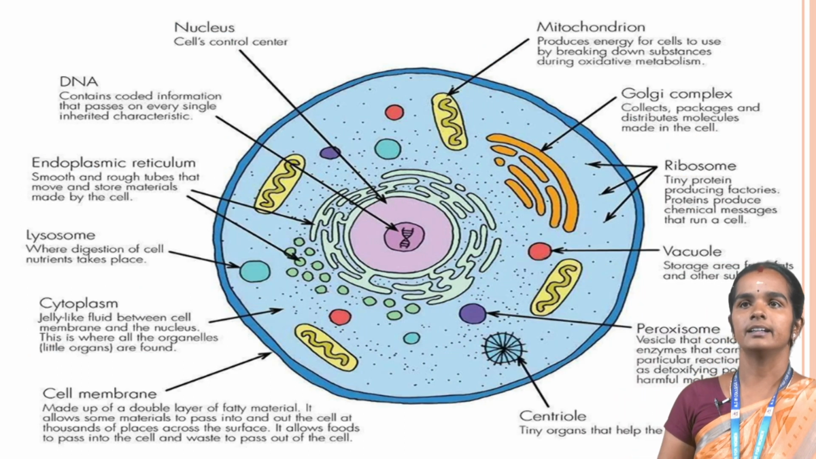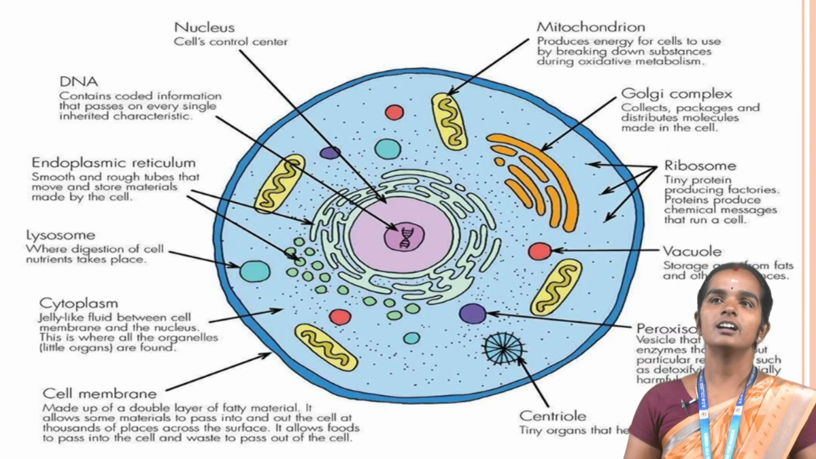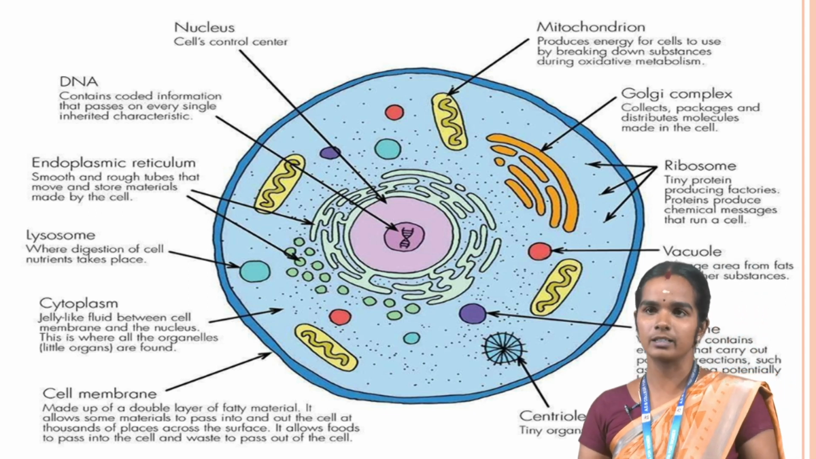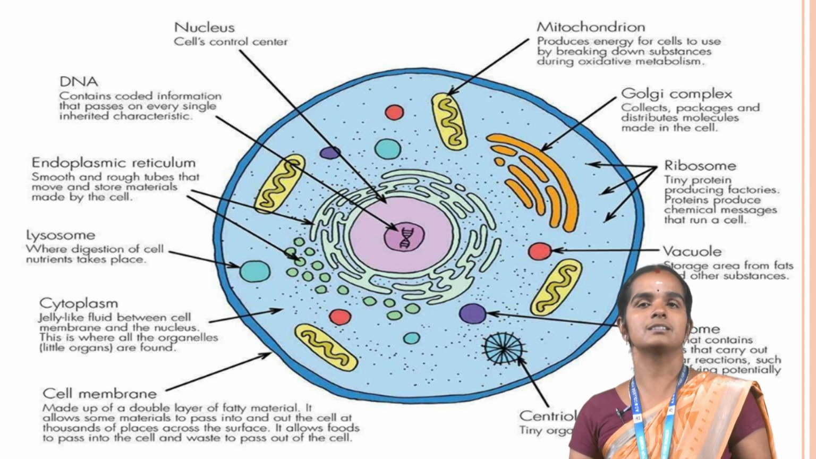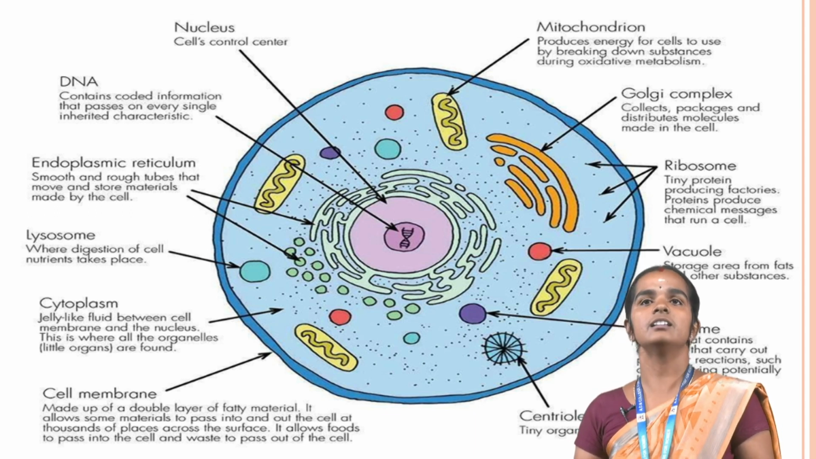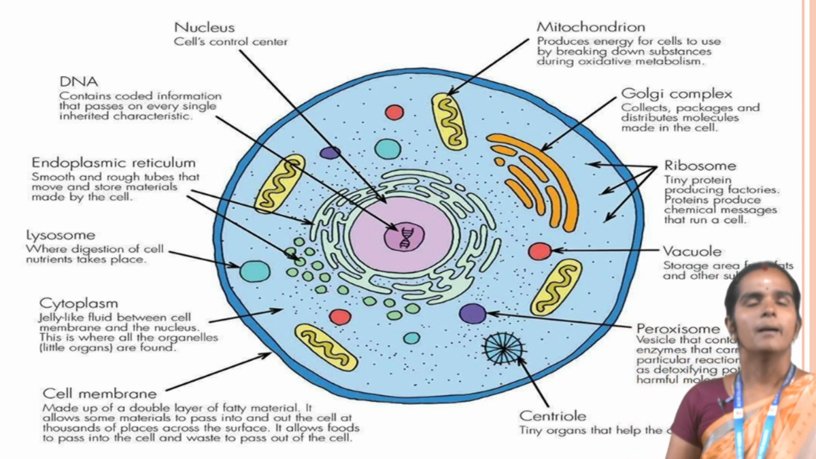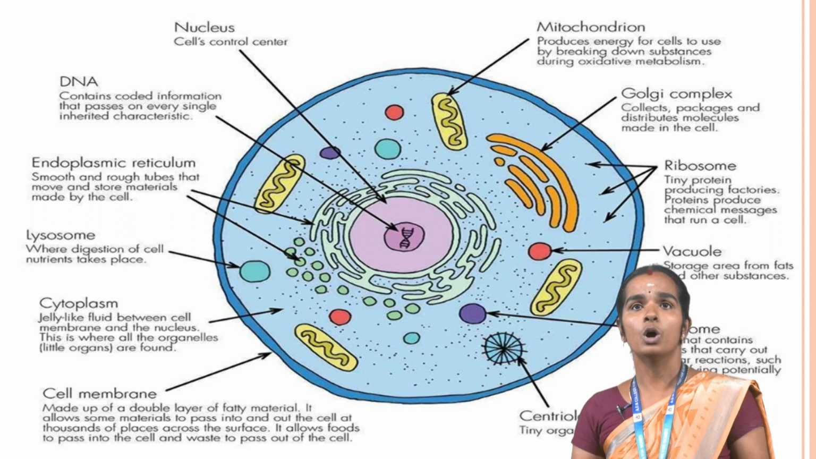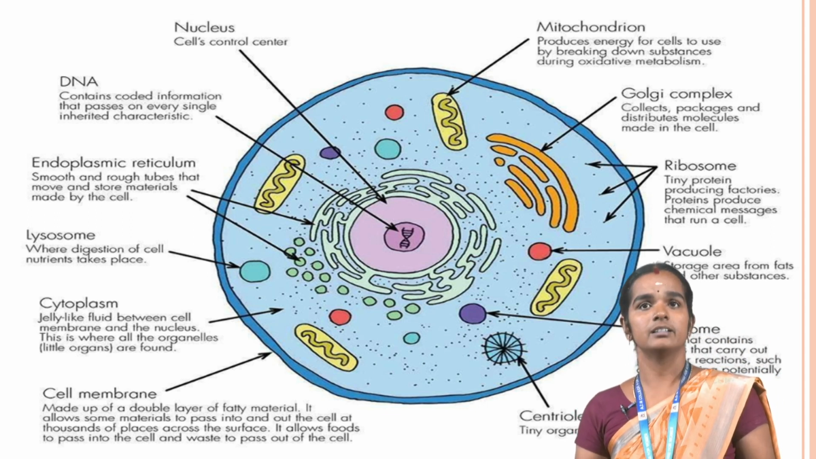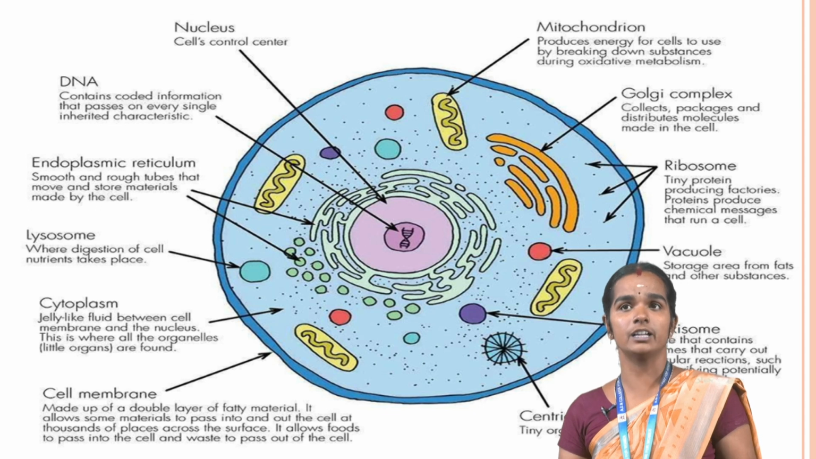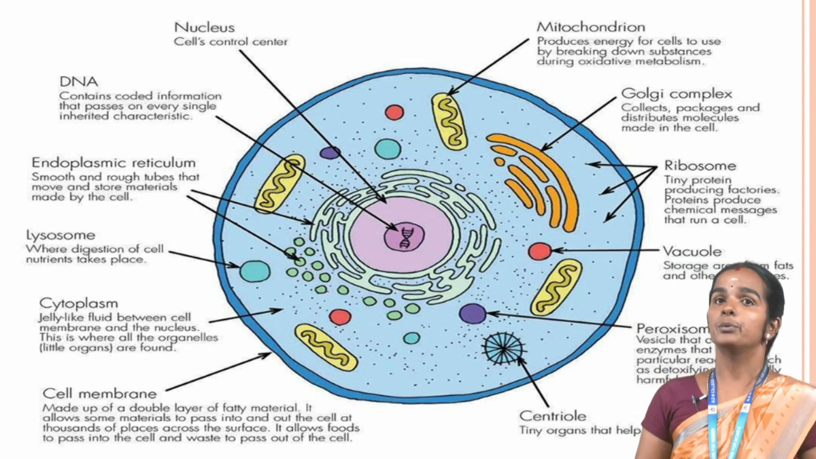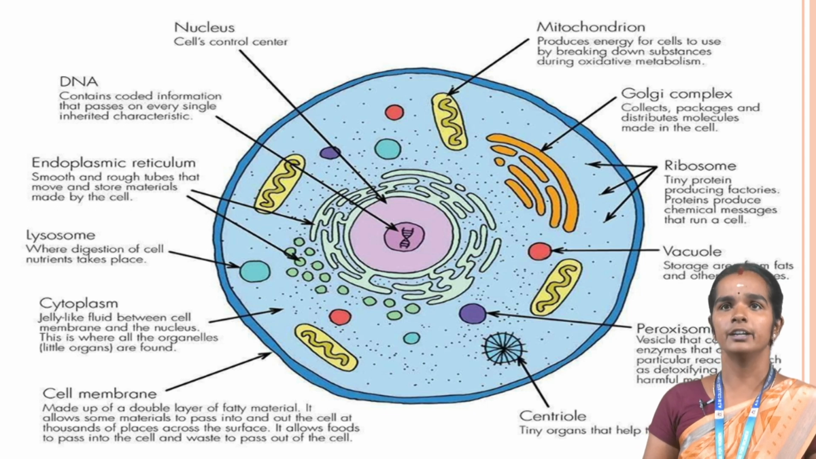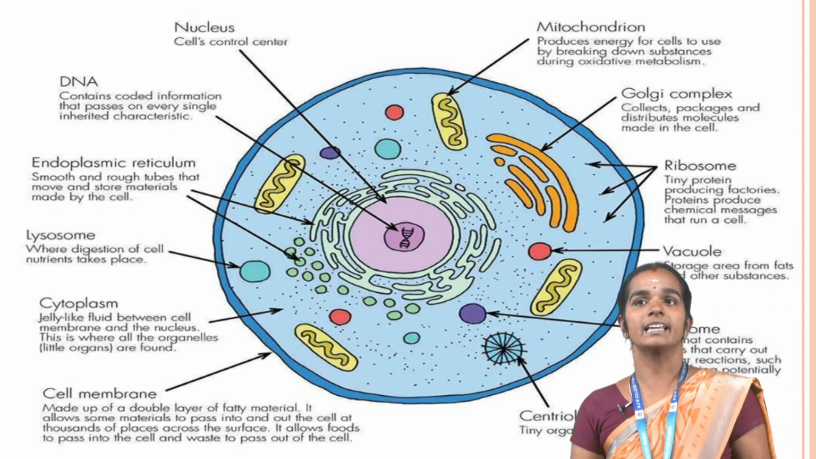The cell contains 12 organelles: mitochondria, Golgi complex, ribosome, vacuole, centriole, cell membrane, cytoplasm, lysosome, endoplasmic reticulum, DNA, and finally nucleus. Mitochondria. Mitochondria are membrane-bound cell organelles that generate most of the chemical energy needed to power the cell's biochemical reactions. The chemical energy produced by the mitochondria is stored in small molecules called adenosine triphosphate. This is called ATP.